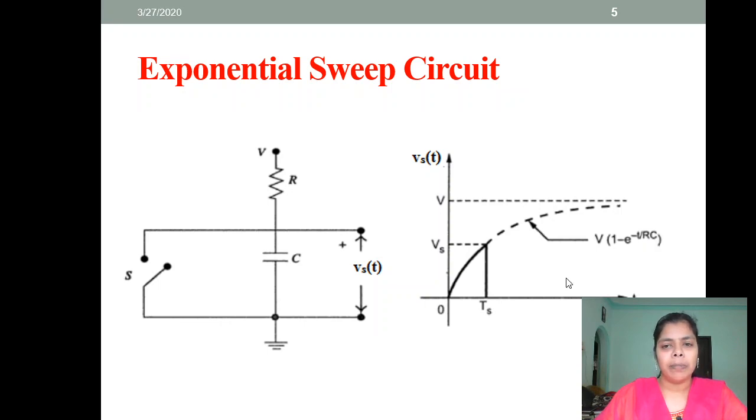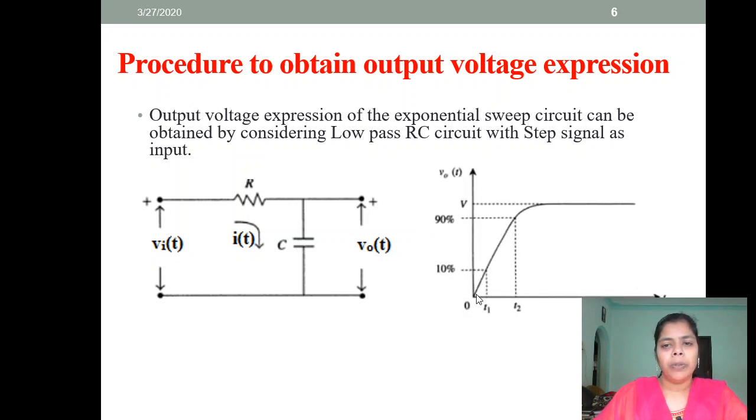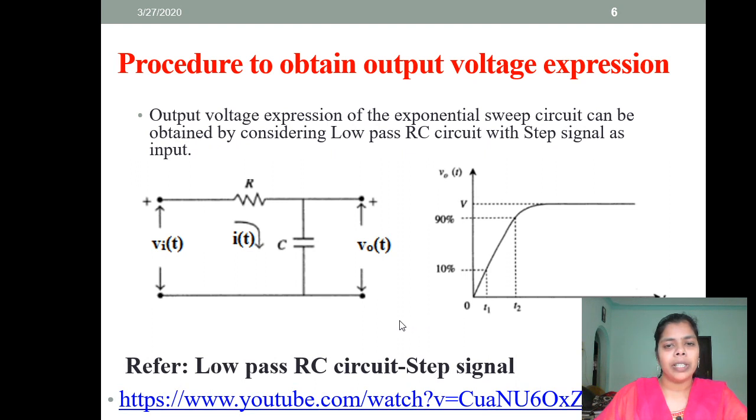This is obtained by considering a low-pass RC circuit by giving step signal as input. Here we are removing the switch. Without switch, what is the output for this circuit we are going to see. So when a step signal is applied, the supply voltage is equivalent to a step signal. So when we apply step signal, the output voltage will be an exponentially increasing signal, and after a time duration, the capacitor will charge to a maximum of the applied voltage. For the derivation of this output voltage, you can refer to the YouTube video low pass RC circuit step signal as input.